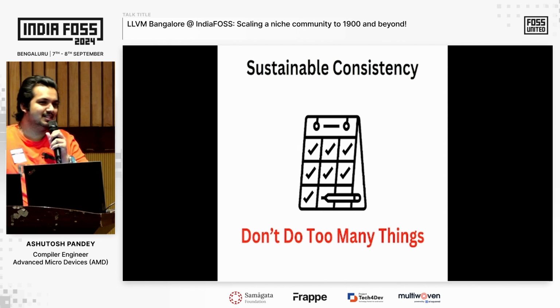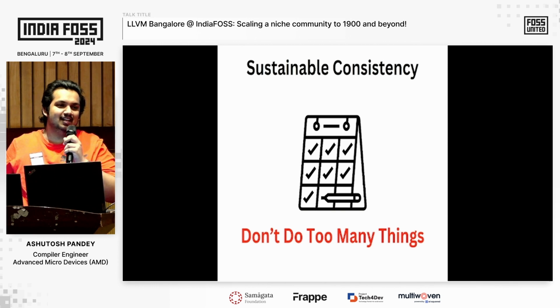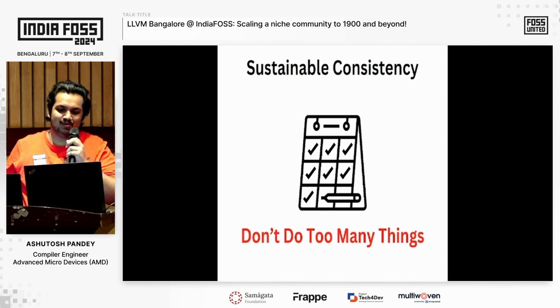Then the second point is sustainable consistency. So this is one of the things that I've seen that kills communities really fast, is that they try to do too many things too fast. One week the community starts, and then you have talks, you have lectures, you have meetups, you have workshops, you have paper reading sessions, you have 4 or 5 different things going on together.